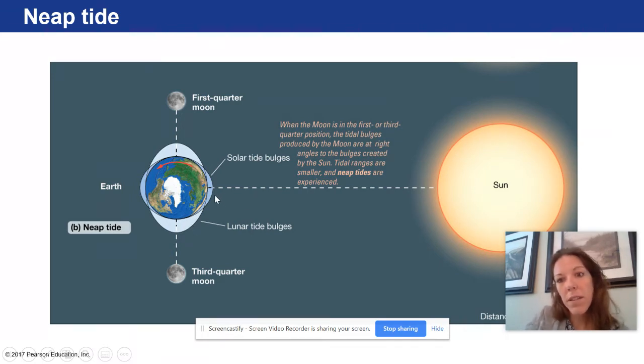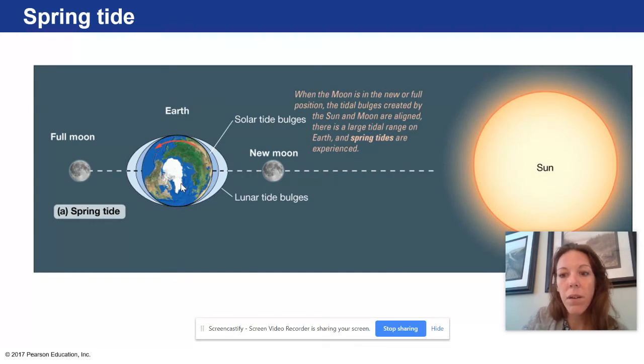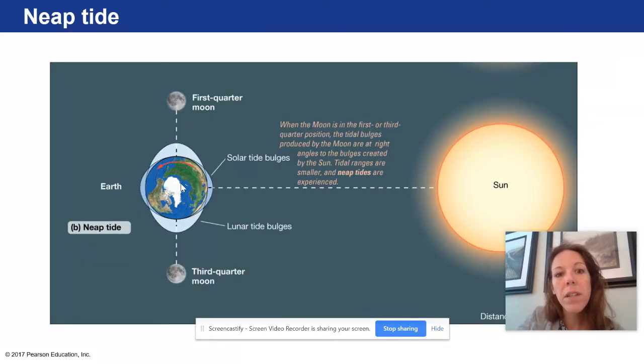Notice that the solar tidal bulge is pointed towards the sun, and then the lunar tidal bulge is pointed towards the moon. So the lunar tidal bulge rotates as the moon rotates around our planet, and then the solar tidal bulge is always pointed towards the sun. So it's really the movement of the lunar tidal bulge that gives us our tides. Again, it's the movement of the moon that really causes our tides.